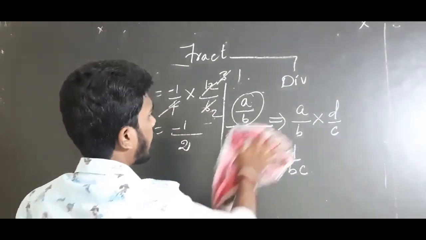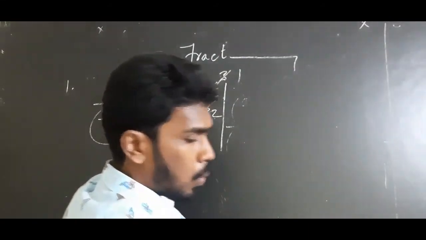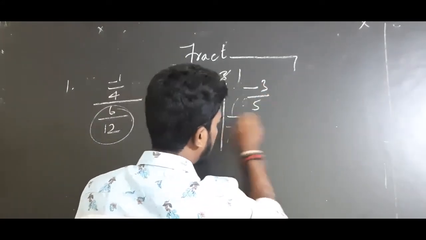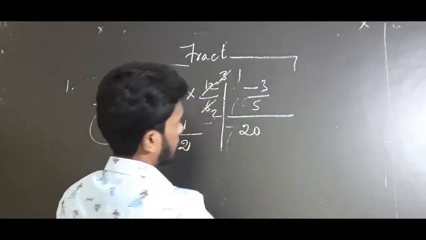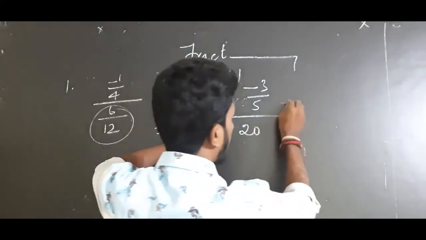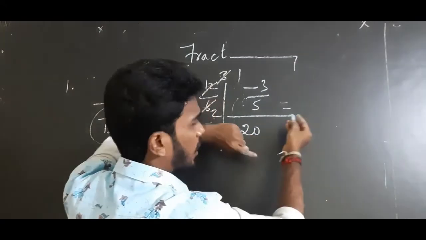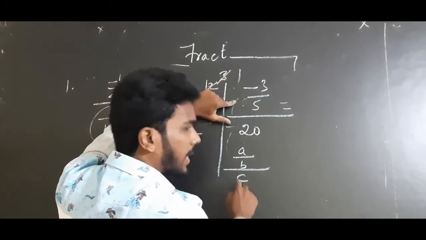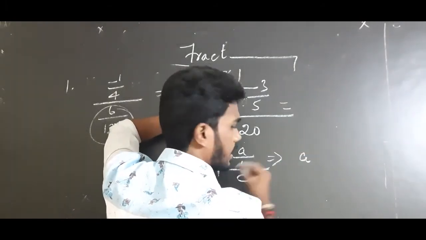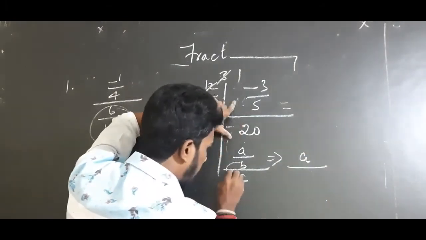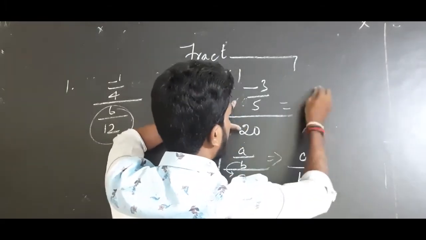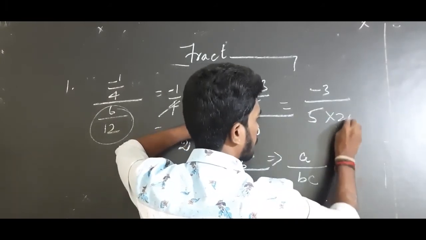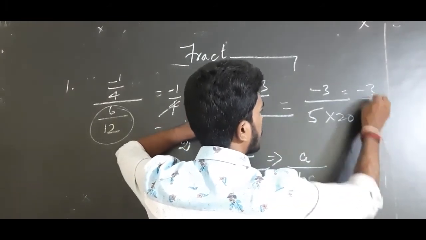In the next scenario, one part will be a fraction. Like say minus 3 by 5 divided by 20. In this scenario, how do we transform these kinds of equations? This is in the form of a by b divided by not c by d, only c. In that scenario, you can make the result as a divided by, this b part will come down with c, bc. Same, minus 3 divided by 5. This 5 will come down into 20. So minus 3 divided by 100.